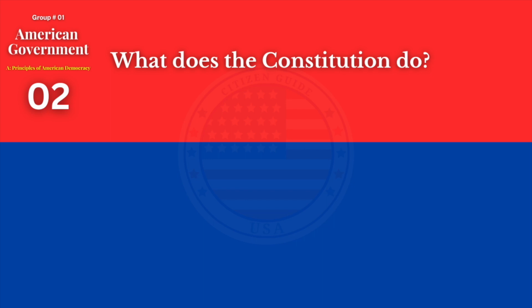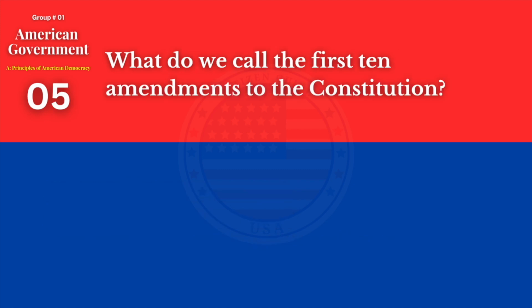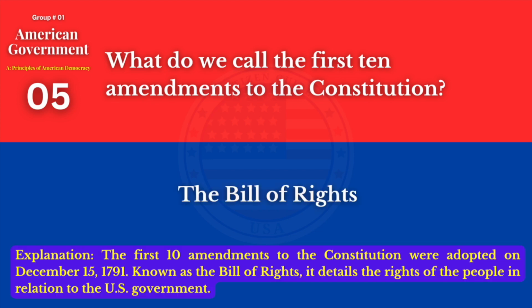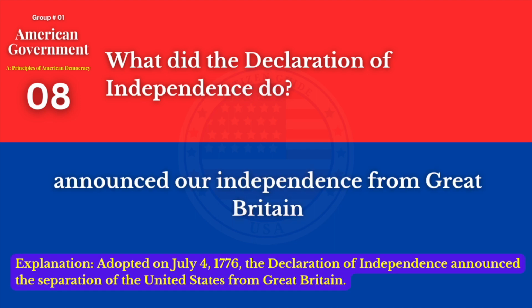What does the Constitution do? Sets up the government. What do we call the first 10 amendments to the Constitution? The Bill of Rights. What did the Declaration of Independence do? Announced our independence from Great Britain.